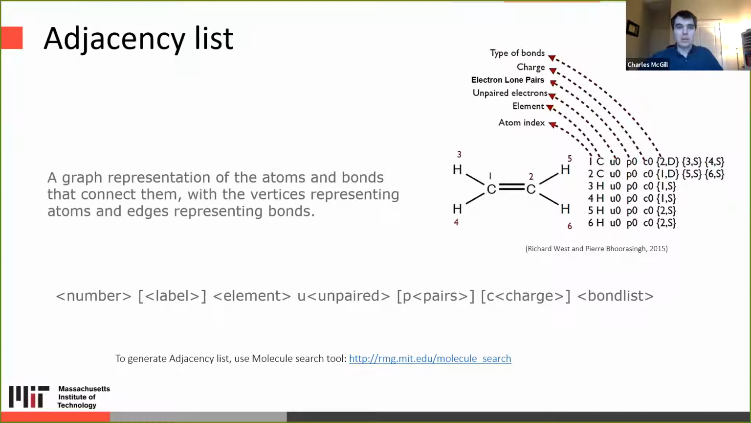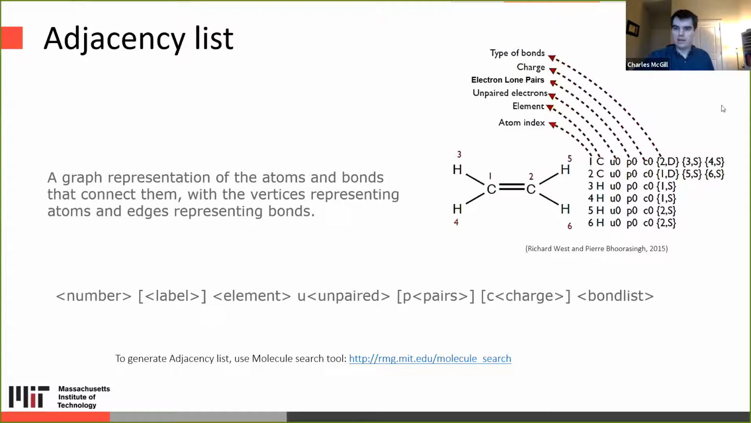All right, the next representation we have here is the adjacency list. We have shown here for an example ethylene and an adjacency list block. The different columns in the adjacency list are providing you with different bits of information. The first column is the atom index, here going 1 through 6. The second one is the element name, carbon, hydrogen here, but any atomic symbol that's supported by RMG can be used there. Then you have unpaired electrons. So if you had a radical, one of those would be U1 instead of U0, followed by electron lone pairs. So if one of these atoms was nitrogen, then it would have presumably one lone pair. It would have P1 instead of P0.